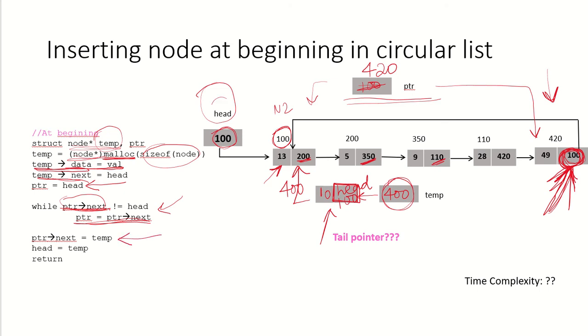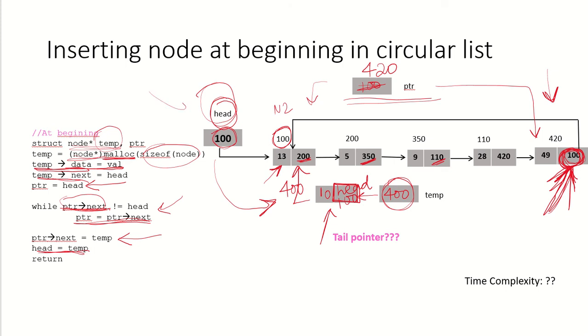Then we are going to update the head value also, so that it now points to the new node. So head will be equal to temp. So in this way, we will insert a node in the beginning of the circular list.